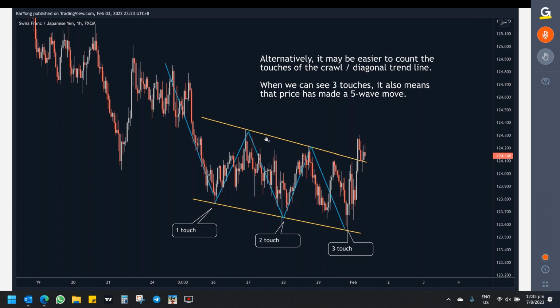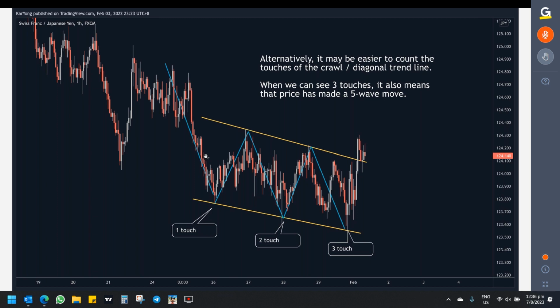Okay, kind of like when you see a crawl, you just connect some of the highs and lows using a trend line. Okay, and today if the crawl is coming down, you just need to focus on the bottom trend line and see if you can get 3 touch. Okay, so why 3 touch? Because if you can see 3 touch at the bottom of the trend line, it means that a 5 wave is completed, right? Because in order for us to have 3 touches at the bottom, it needs to be a 5 swing. Okay, that's like simple logical math, right?